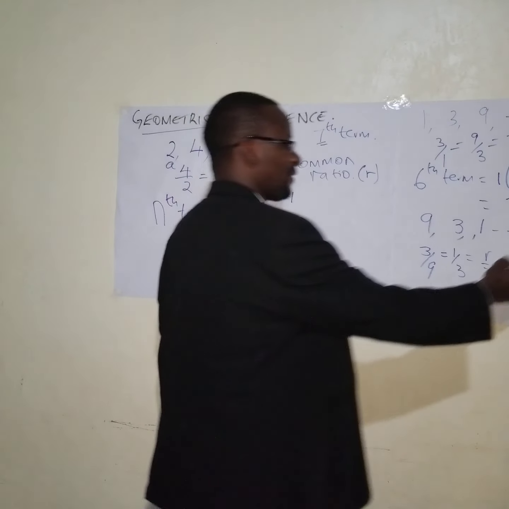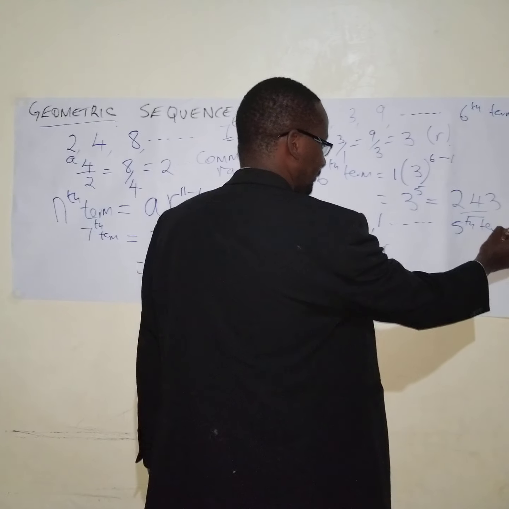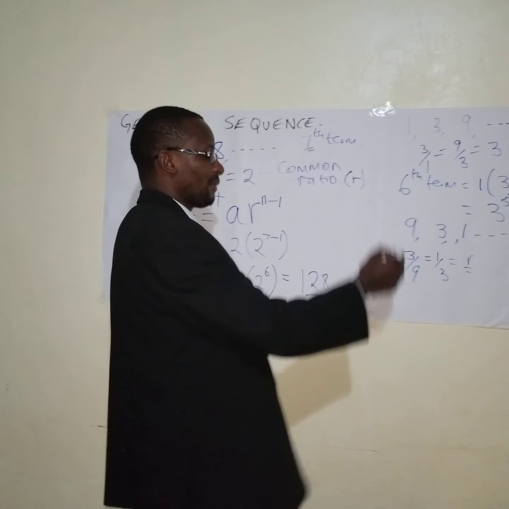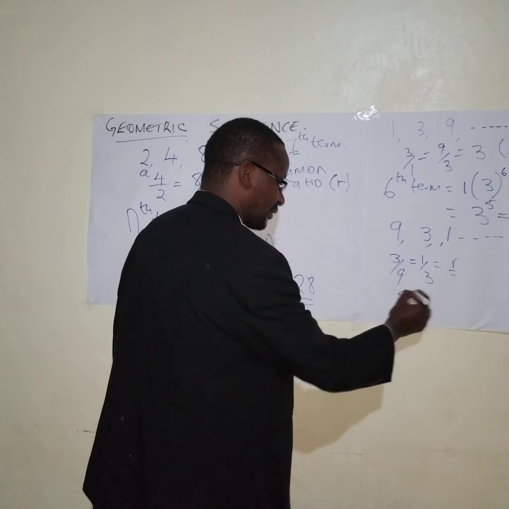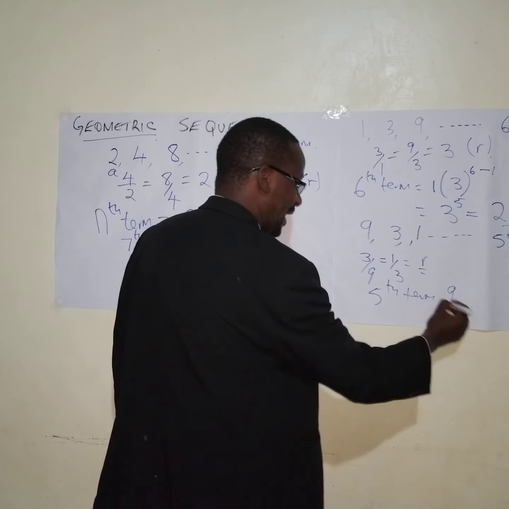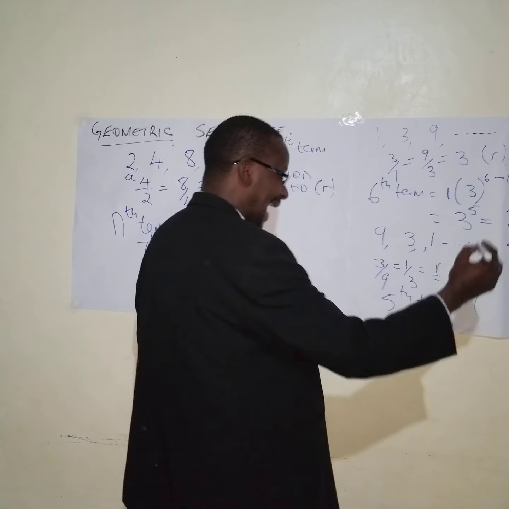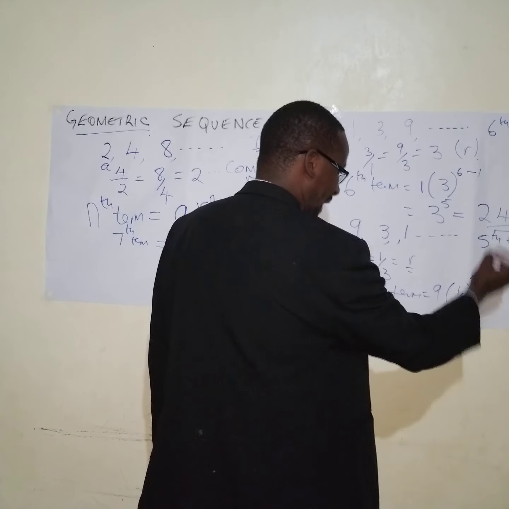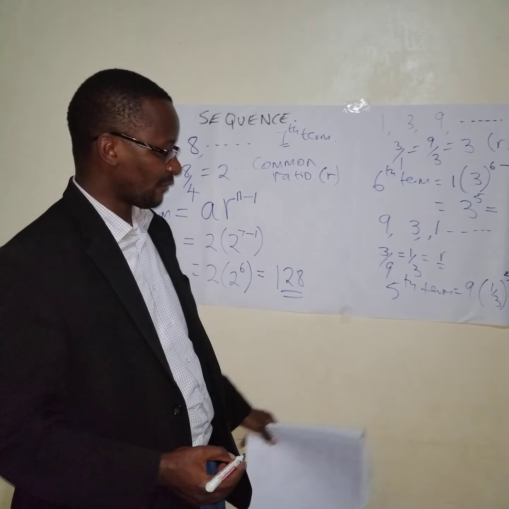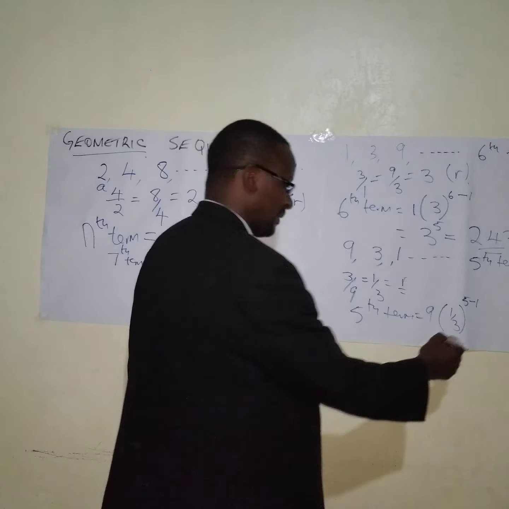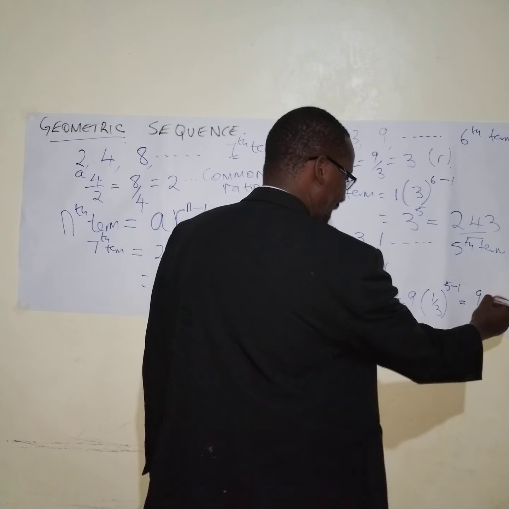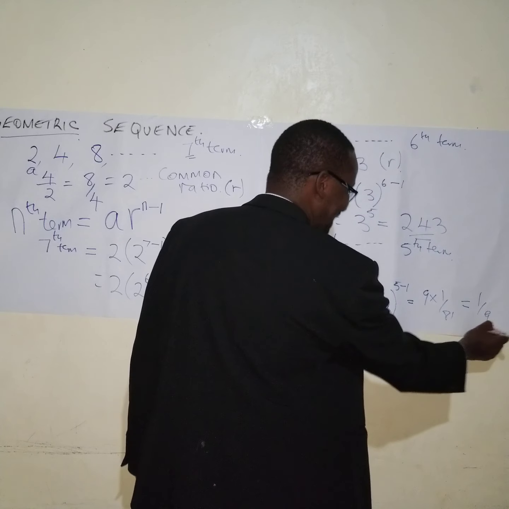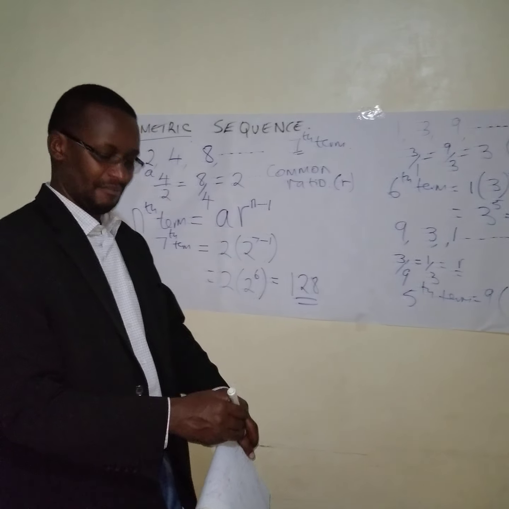If you are asked to get the fifth term, for example, then it will be easy. It will be the same formula. Our A now will be 9. So the fifth term is 9, multiplied by R, which is a third, and that a third is raised to power 5 minus 1. 5 minus 1 will be 4. A third raised to power 4 will be 1 over 81. So it's 9 times 1 over 81. So 9 into 9, 1 into 9, and the answer will be 1 over 9. So that will be the fifth term.